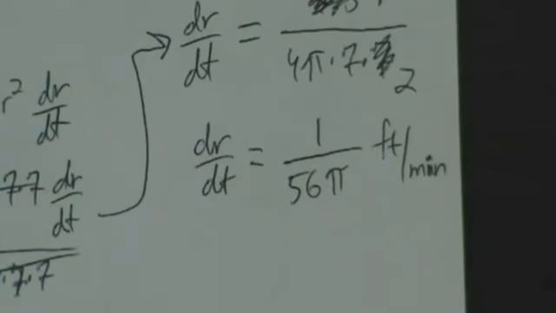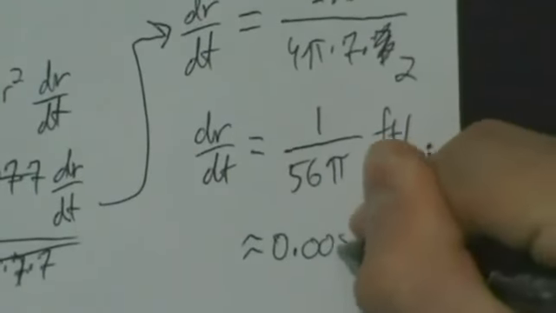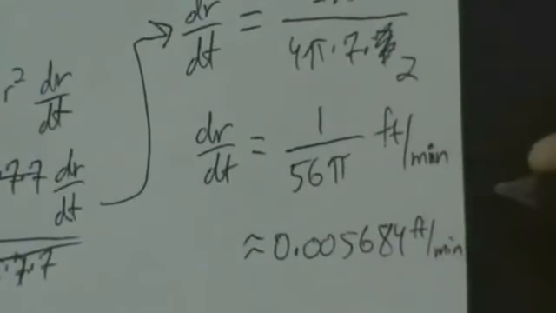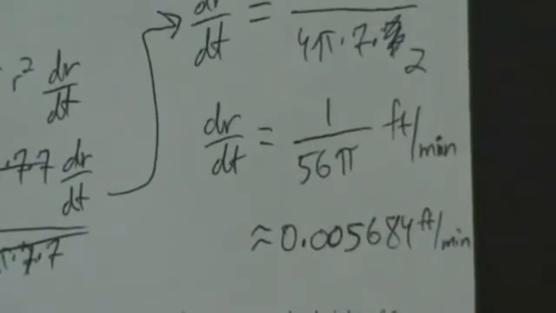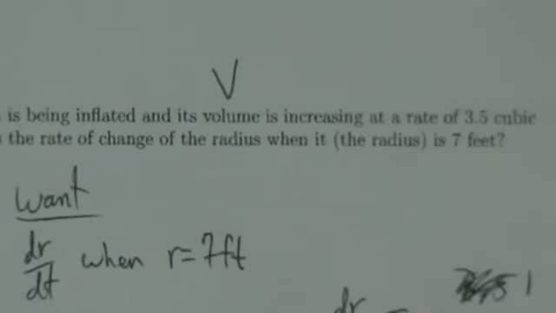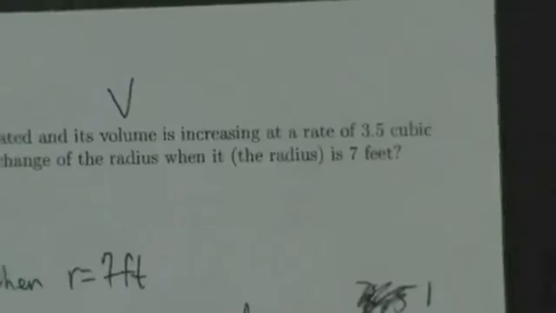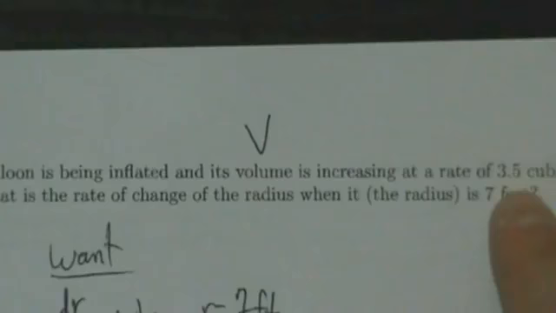Now, if we wanted to approximate that, we can toss that into a calculator, and we'll see that this is about equal to 0.005684 feet per minute, which is actually not very quick, right? It's a pretty slow rate of increase, which you might kind of expect. If you think about it, you've got this big old balloon here, it's being inflated, and you want to know how fast the radius is changing when the radius is 7 feet. If the radius is 7 feet, that's a pretty big balloon, right? And you're pumping in air at this constant rate of 3.5 cubic feet per minute, so the volume is increasing at this constant rate.